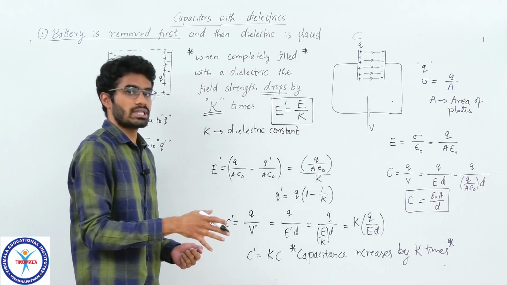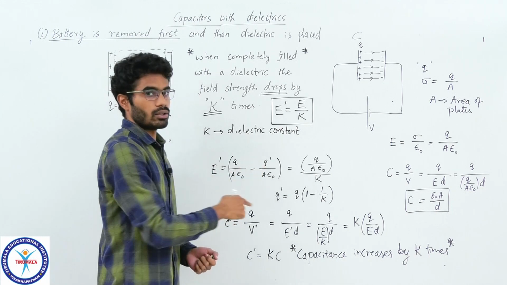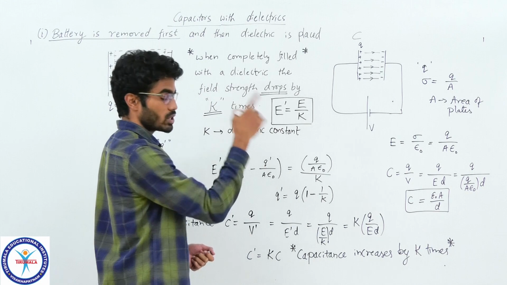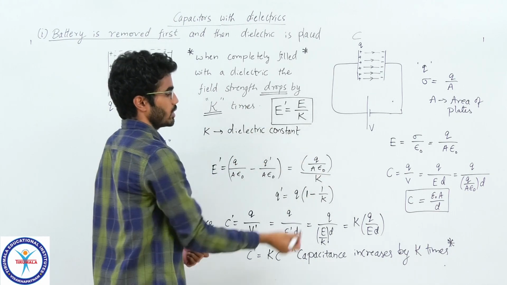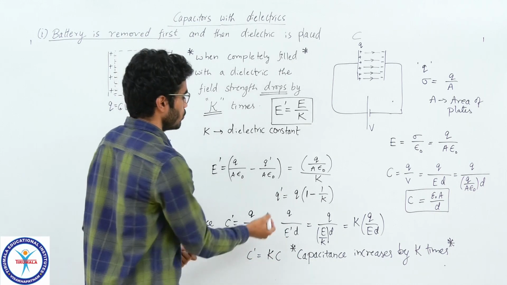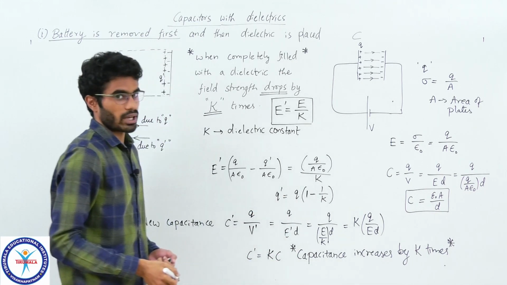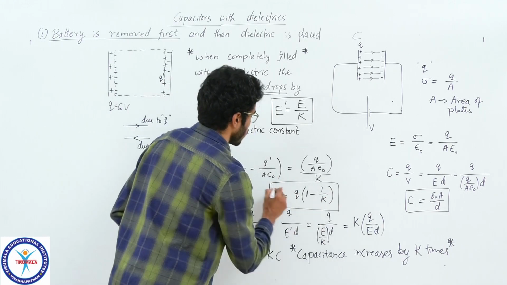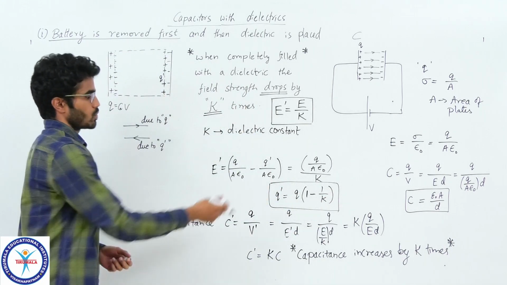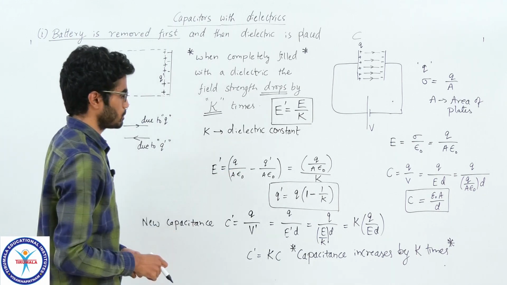Now by definition we say that the original field has dropped by K times. So the net field is the original field Q by A epsilon naught divided by K. Now this will give you the surface charge value. This is also an important result. You should remember this: it is the original charge into 1 minus 1 by K.